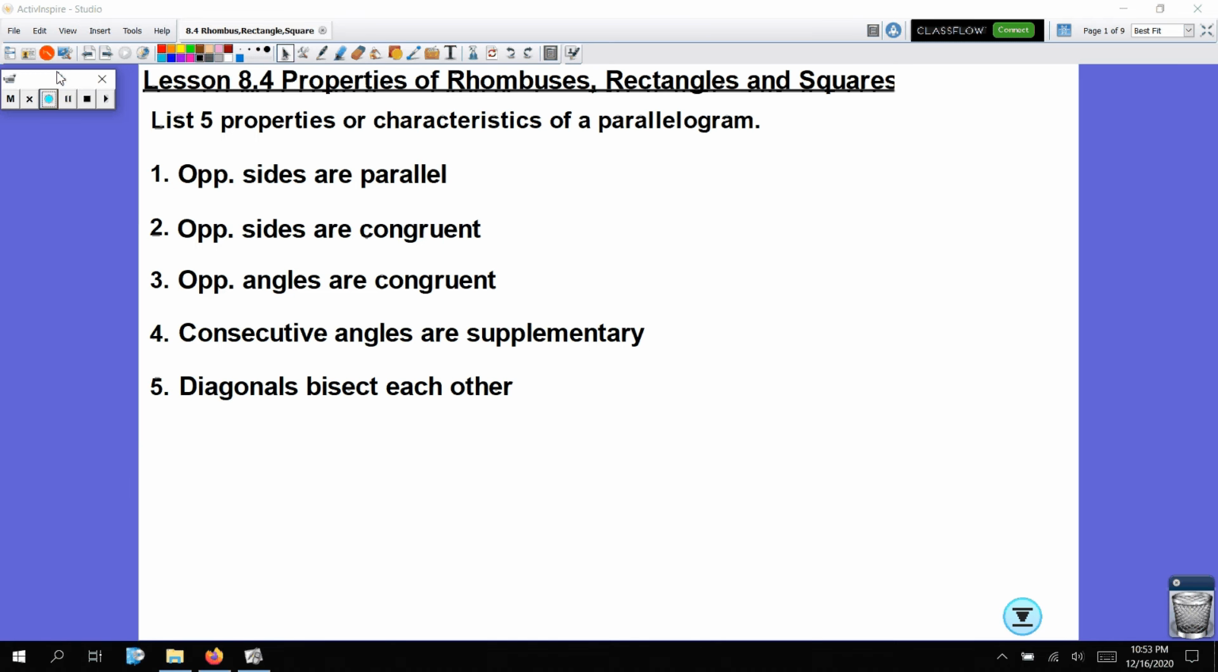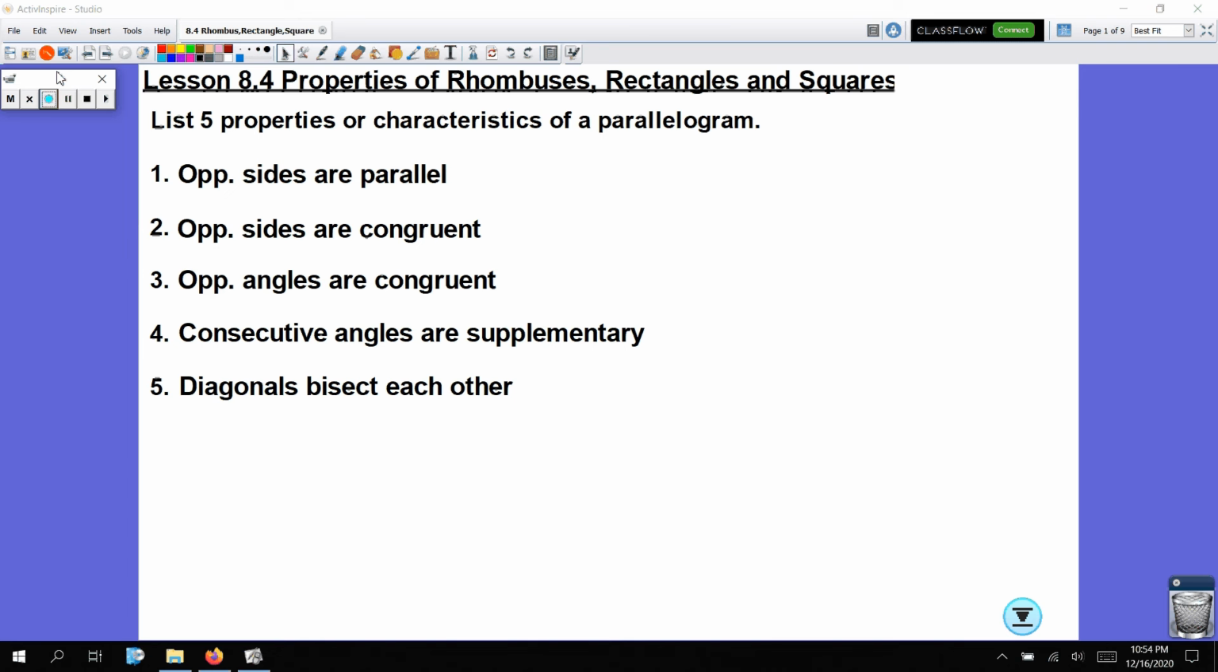Again, I will take a look at 11 to 14. They were all parallelograms, but you should have chosen one of each of the methods. Find the slope of all four sides. Find the distance of all four sides. Find the midpoint of the diagonals, and last but not least, find the slope and the length of one pair of opposite sides. All right, so today we're talking about 8.4, properties of rhombuses, rectangles, and squares.